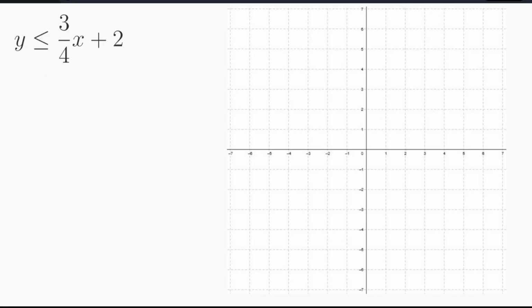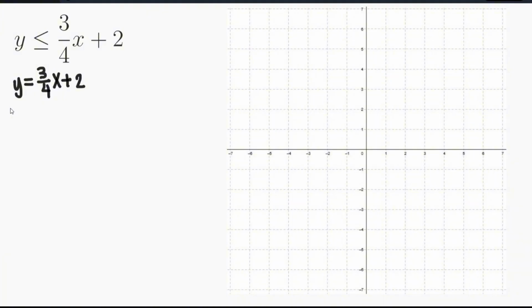For this inequality, we have y is less than or equal to 3/4 x plus 2. So we know the boundary line is going to be y equals 3/4 x plus 2. So that's what we're trying to graph now. So let's start with the y-intercept.